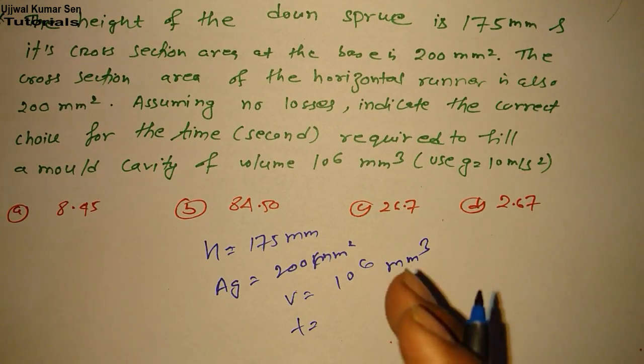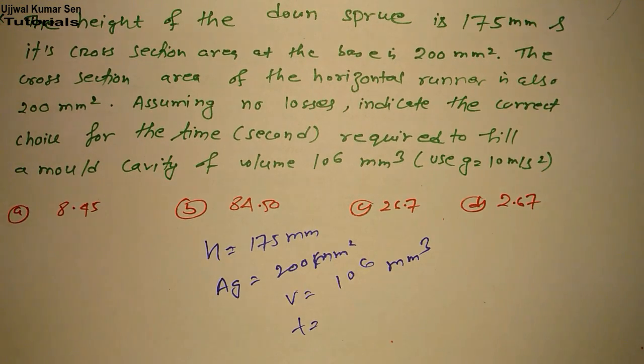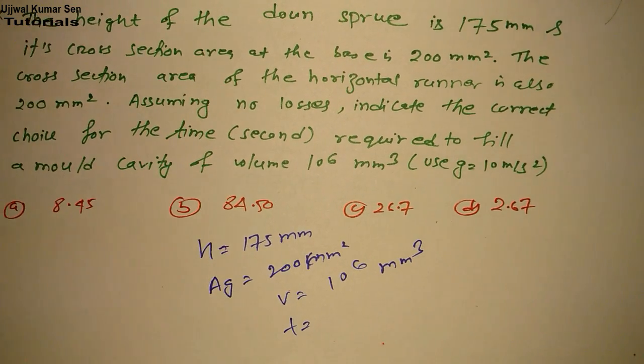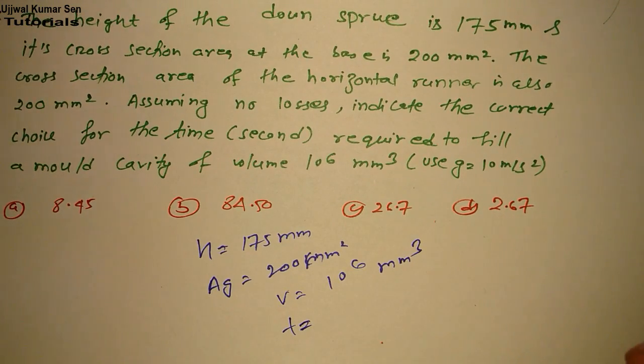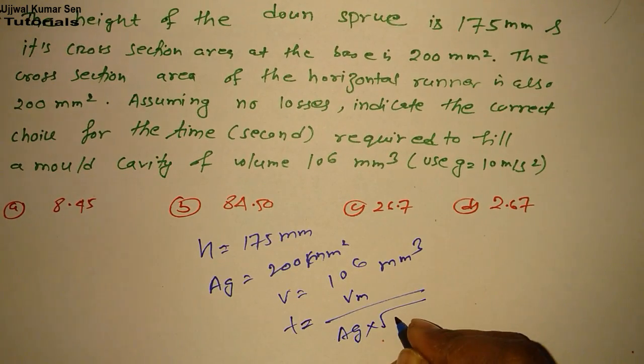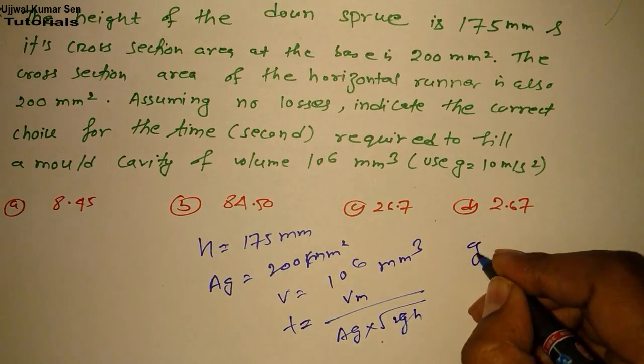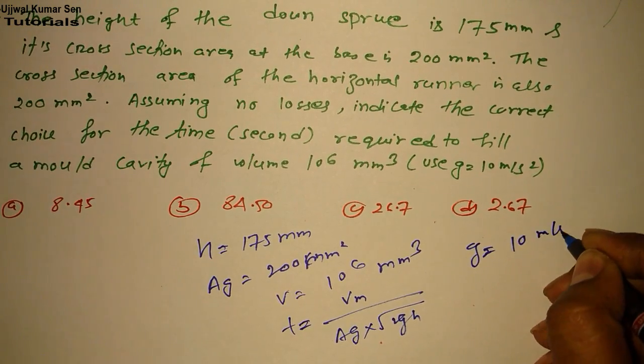See, I did not make this question up on my own. I got this question from previous year papers, from the internet, and you will definitely find all these questions on their official website too. So we have to find out T. What is the formula for T? Vm divided by Az root under 2gh. Here again you are going to make a mistake, because g is equal to 10 meter per second square.